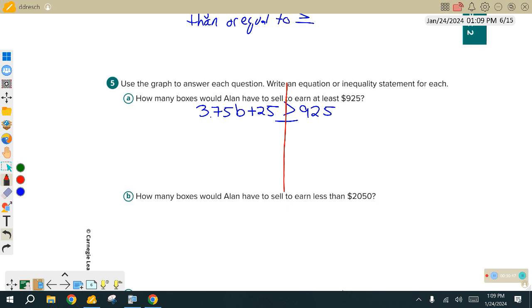When we solve out here, this is going to tell us how many boxes Andrew is going to need. I say Andrew, Alan, I meant to say. 925 minus 25 gives me 900. And then we divide.